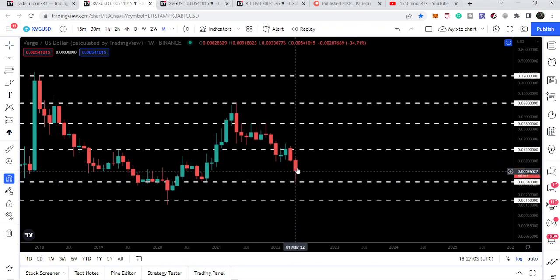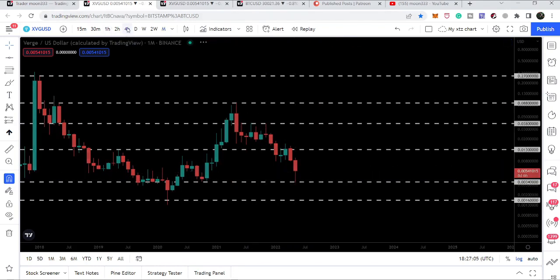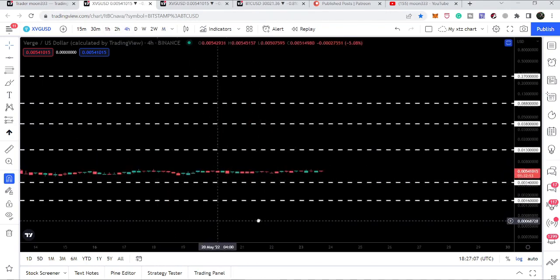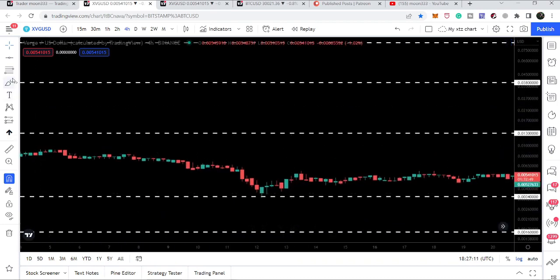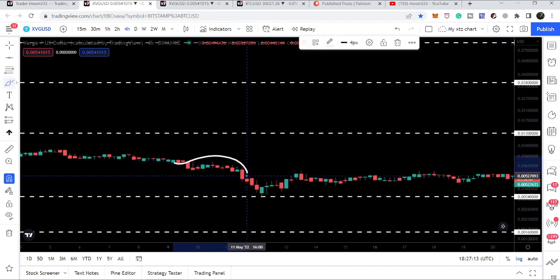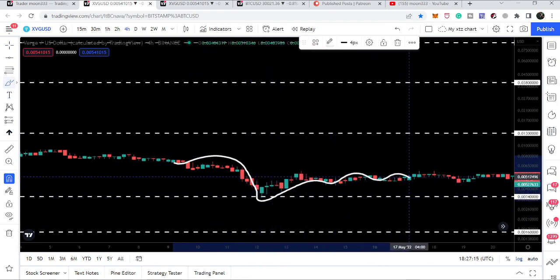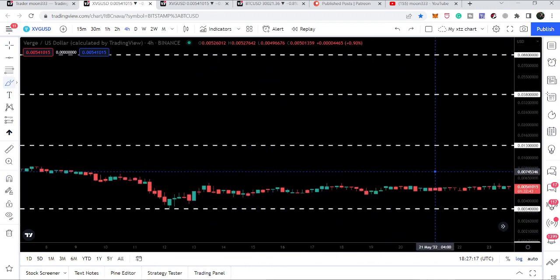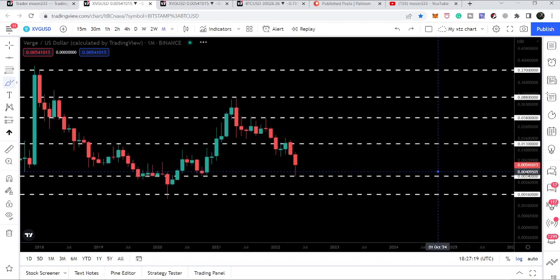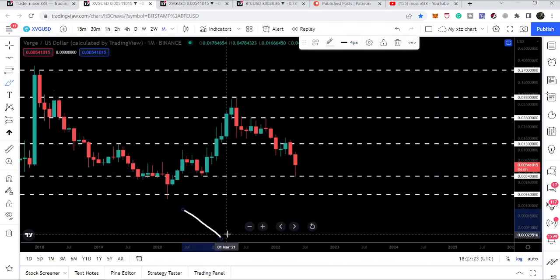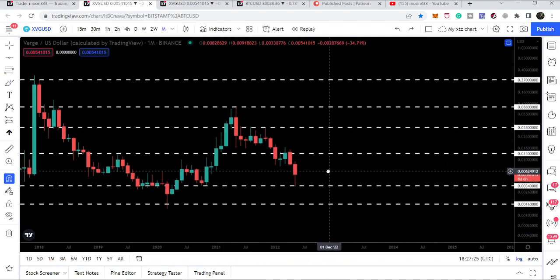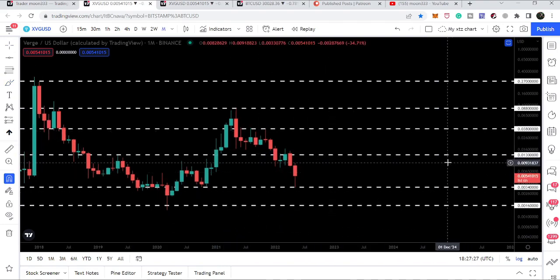And right now, let me show you on the 4-hour time frame, then you can see that after testing this support, price just touched this support, and now it is moving sideways and having a nice accumulation, by the way, above this support of $0.0034.